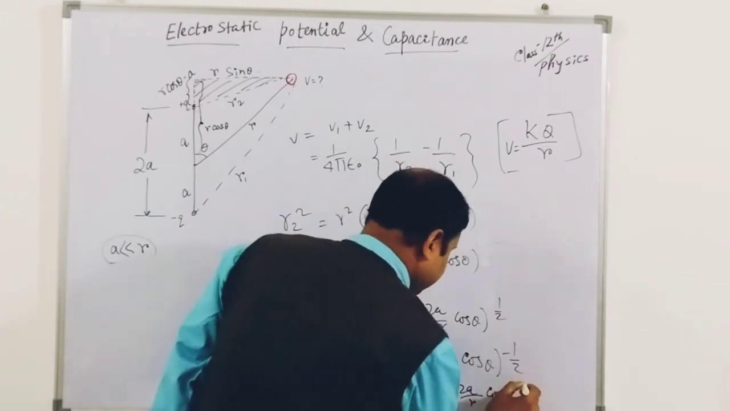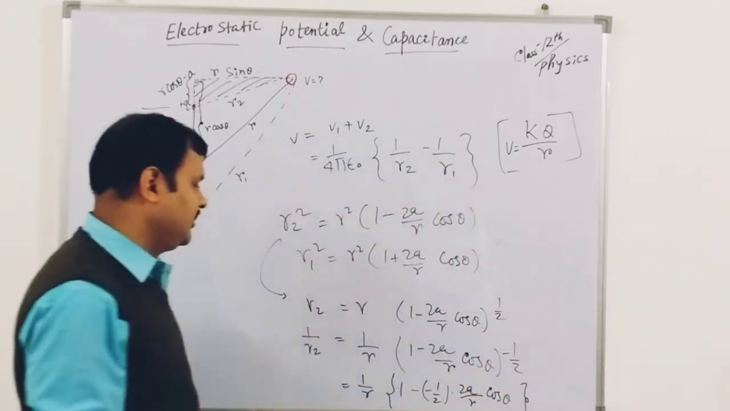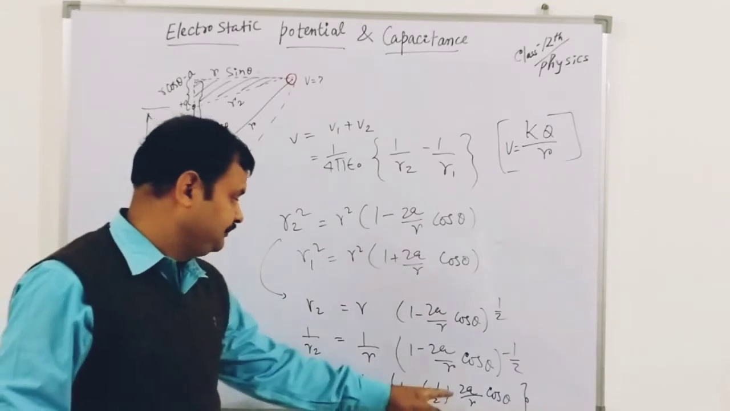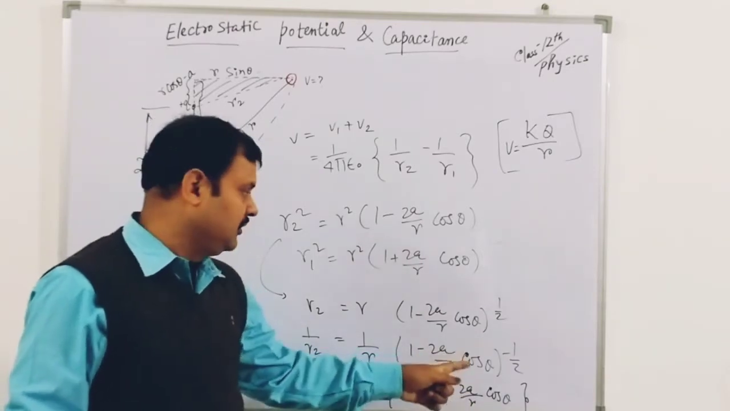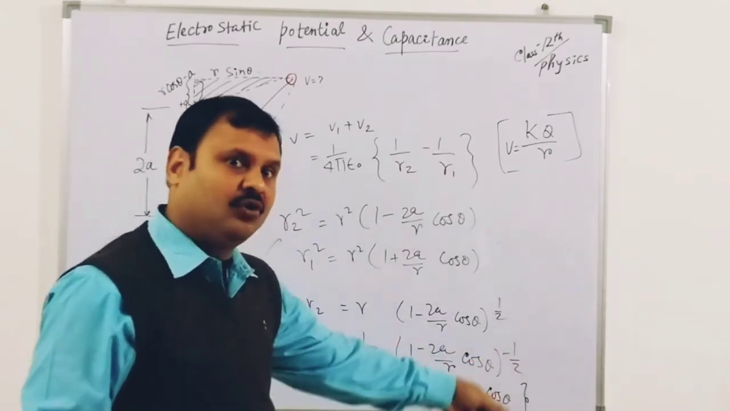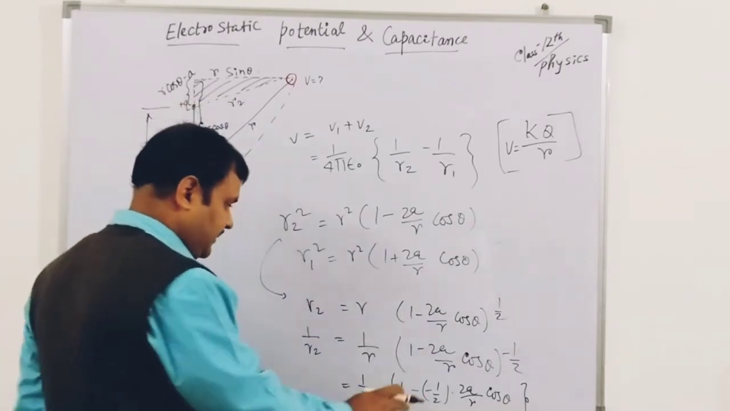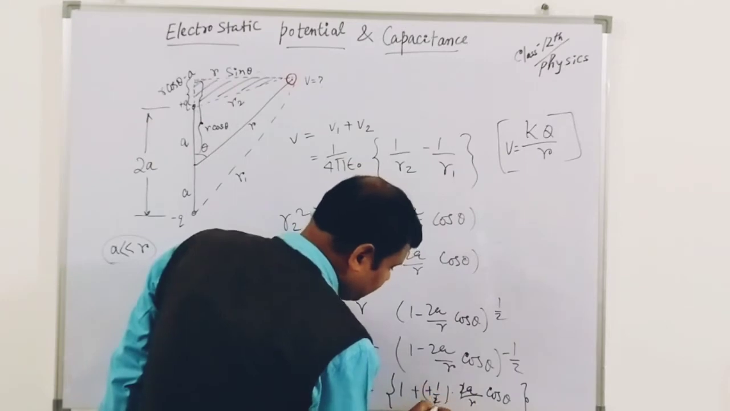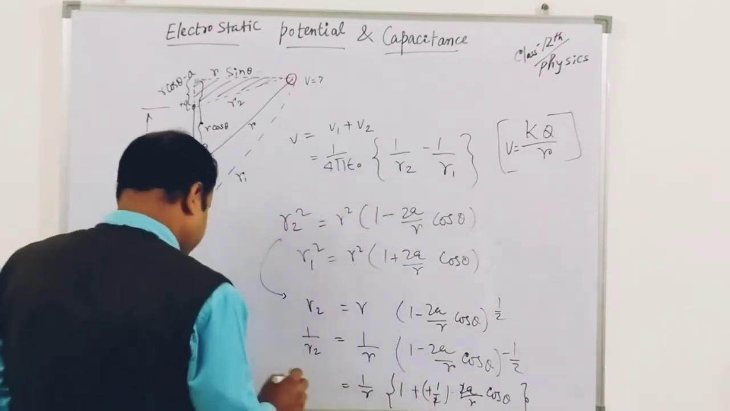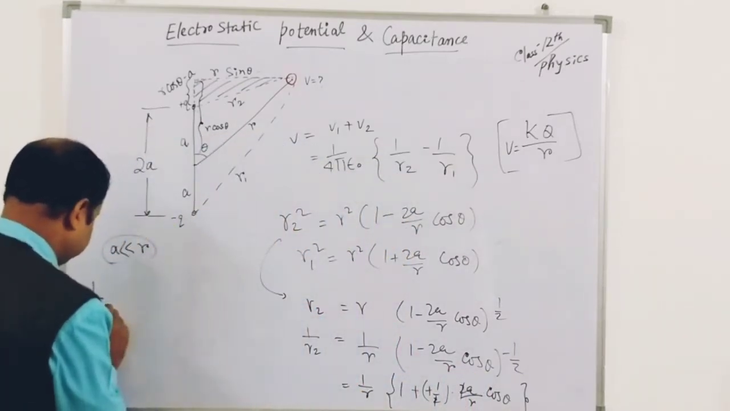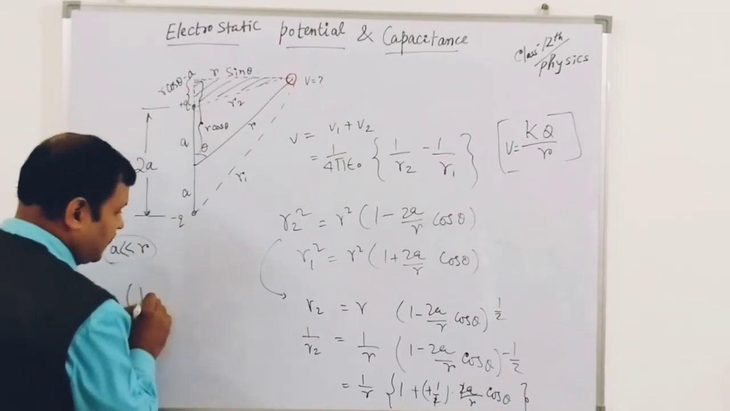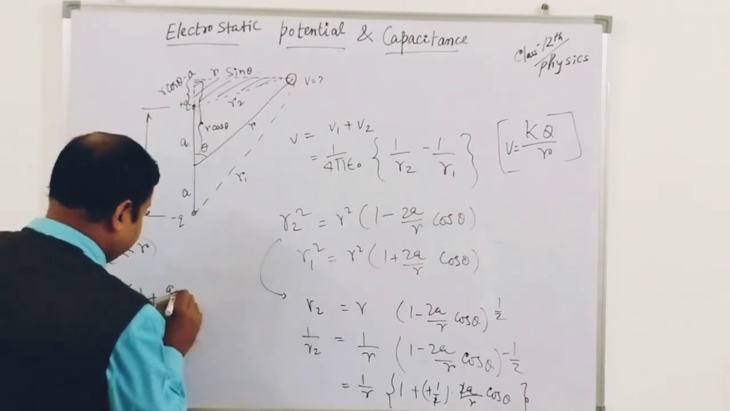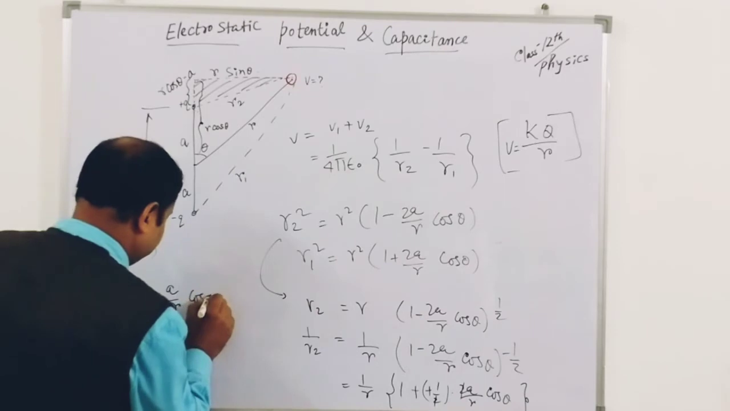And we neglect the next terms because this is already small. A by r itself is small, so we are neglecting the further terms. We take only the first term. So this is minus minus plus. So 1 by r2 is coming 1 plus a by r cos theta.